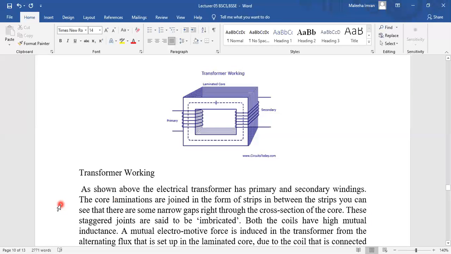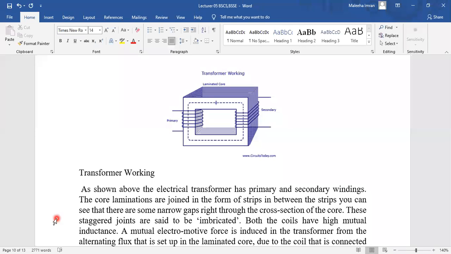The core laminations are joined in the form of strips. In between the strips, you can see that there are some narrow gaps right through the cross section of the core. These suggested points are said to be imbricated. Both the coils have high mutual induction.